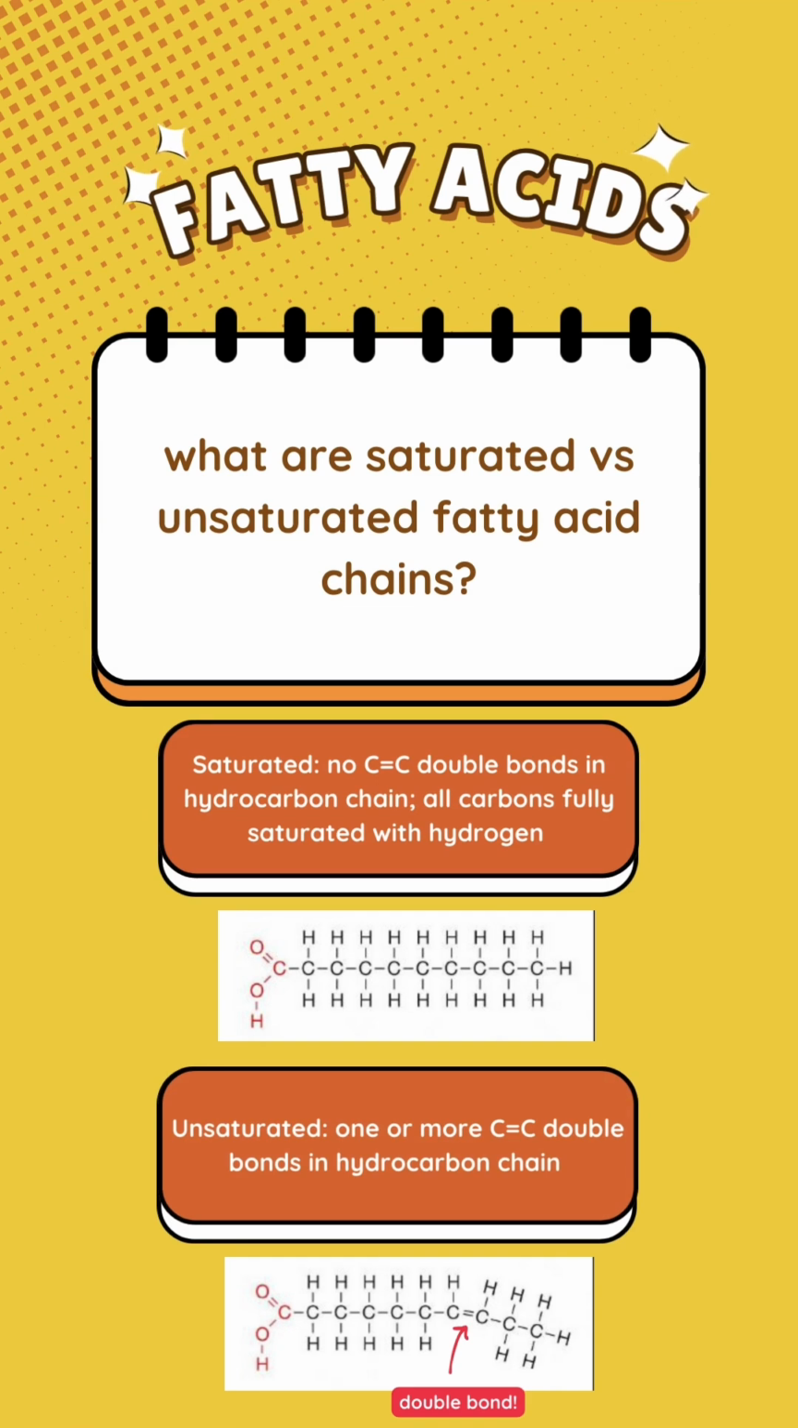The difference between a saturated and unsaturated fatty acid chain is that in the former there are no carbon-to-carbon double bonds in the hydrocarbon chain, whereas in unsaturated chains there are one or more carbon-to-carbon double bonds in the hydrocarbon chain.